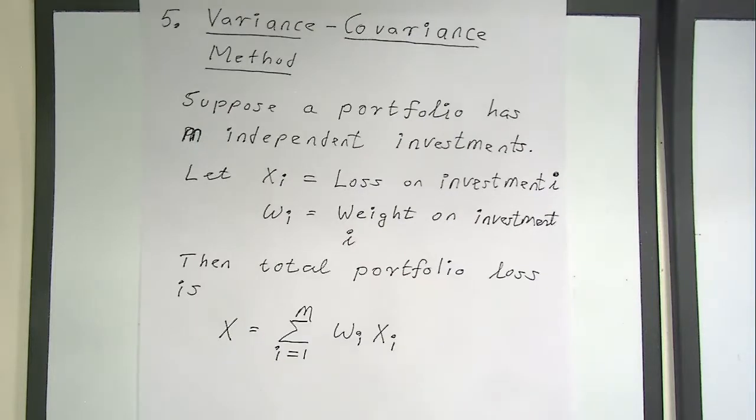You understand what I'm saying? So you have a portfolio that consists of M investments. Xi is the loss on investment I. Omega I is the weight on investment I, because certain investments may be more important than others. So that's why you give a weight. So in this case, the total portfolio loss can be written like this. It's a sum of omega I times Xi I from 1 to n. Okay?